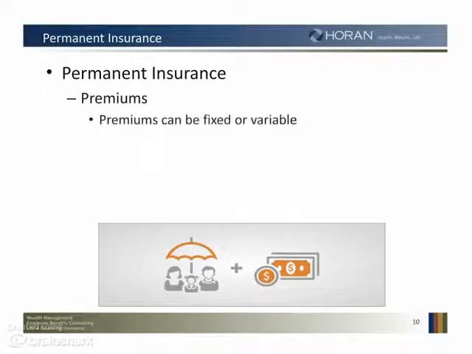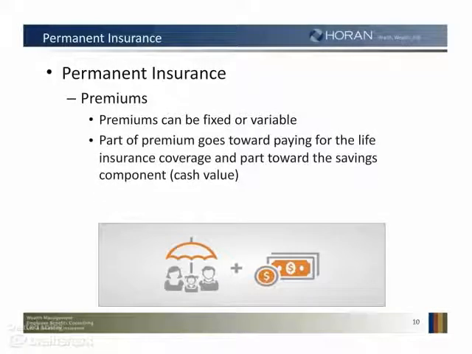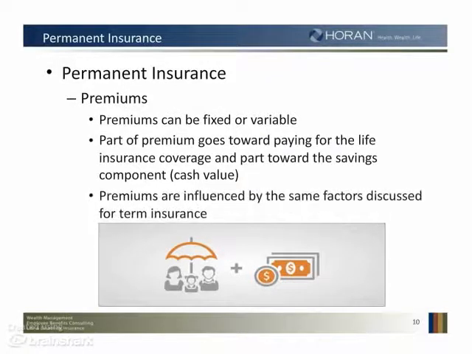Depending on the type of policy, premiums can be either a fixed or variable amount. The premium is used for two purposes: life insurance and savings. A portion of the premium pays for the life insurance provided by the policy, so your beneficiary will be covered if you die. The remainder of the premium is invested for you as a form of savings that builds a cash value over time. Premiums are influenced by the same factors as discussed for term insurance, but because of the savings component, permanent insurance premiums will be substantially higher than term insurance for the same amount of death benefit.